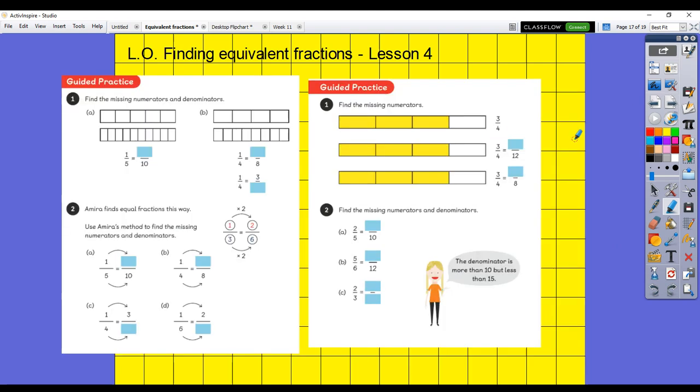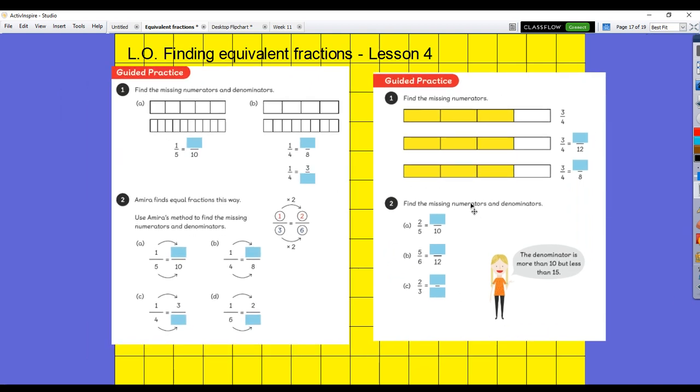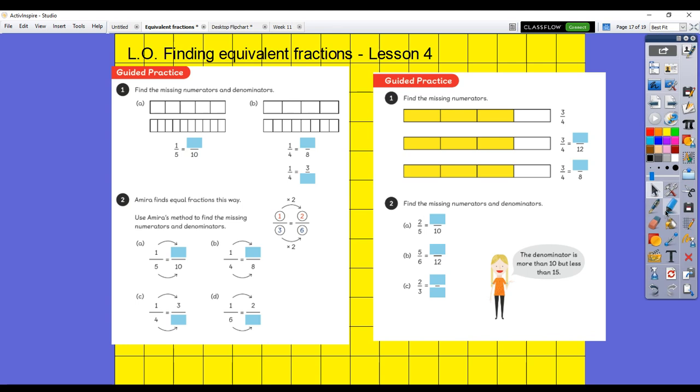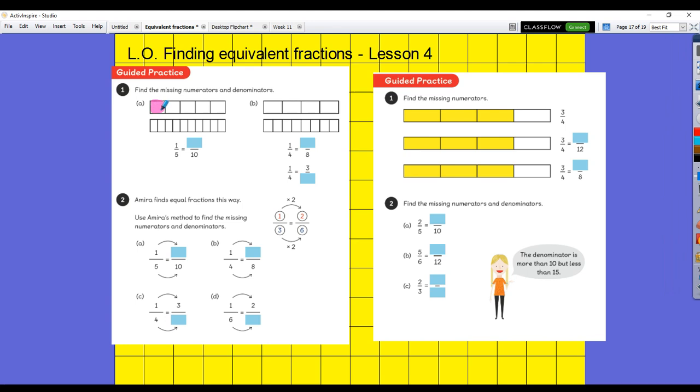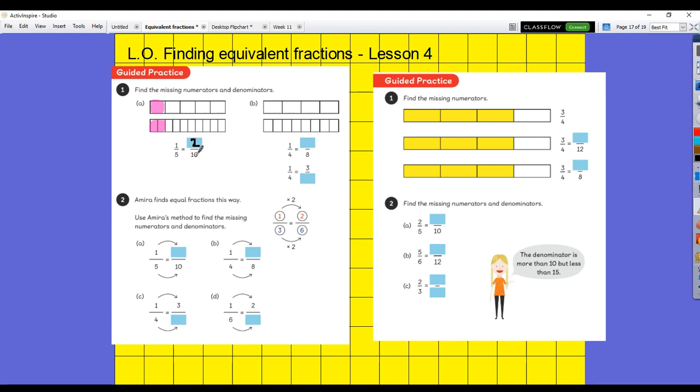Okay, so we've got 2 guided practices today. So find the missing numerators and denominators. 1/5, so let's shade in 1/5, 1 out of the 5 up here. Is the same as how many tenths? Well, we can do that by doing our 2/10 here. So we know 1/5 is the same as 2/10. We can also double check we're correct by doing 5 times 2 to the denominator, 1 times 2 to the numerator.